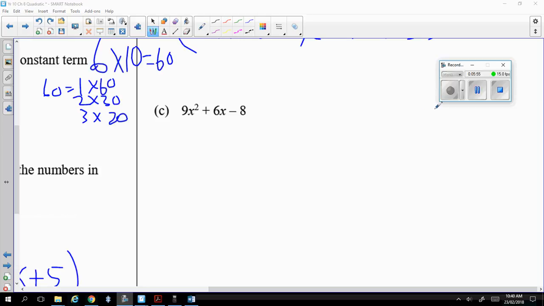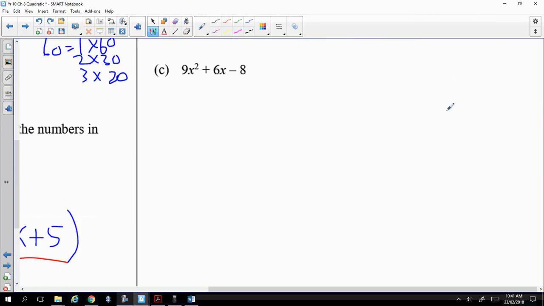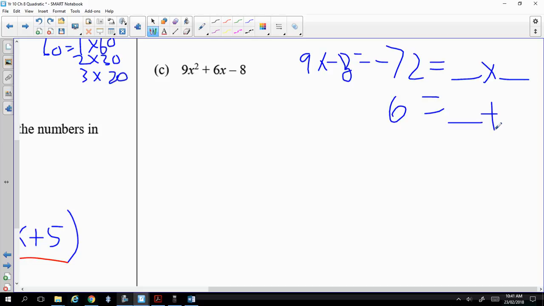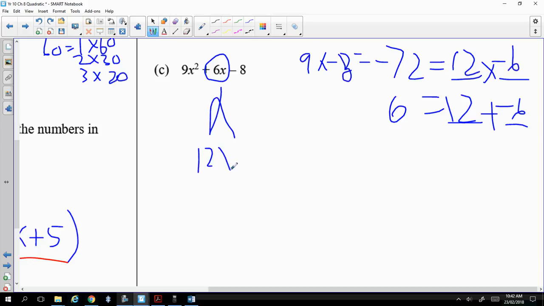Here, record. Okay, so we do 9 times negative 8, which is negative 72, and then add to get 6. Alright, so you probably have to try a few numbers. Anyone got the numbers? 12 and negative 6? Yes. Alright, very good. 12 and negative 6, split the middle term into 2. So 9x squared plus 12x minus 6x minus 8, like this.